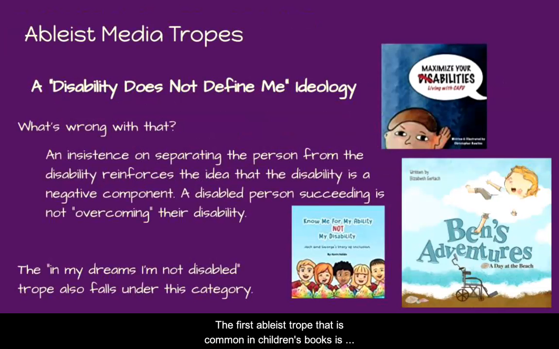The first ableist trope that is common in children's books is the "disability doesn't define me" trope. This may be as simple as statements like "different ability," or "no, my ability is not my disability," or it may appear as the disabled person imagining themselves in an able body. This trope separates the person from their disabled identity, reinforcing the idea that disability is a negative thing, and that only when they overcome that disability they're valuable.